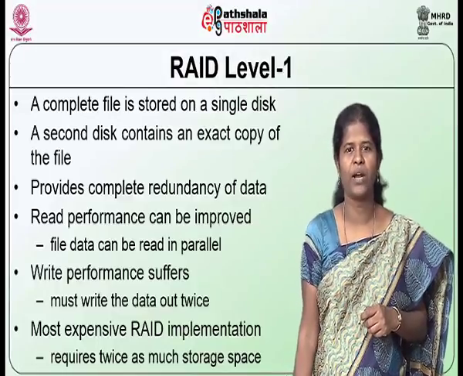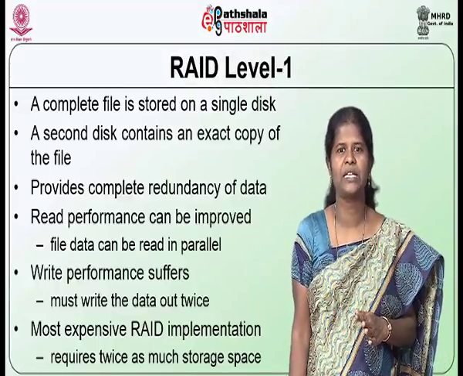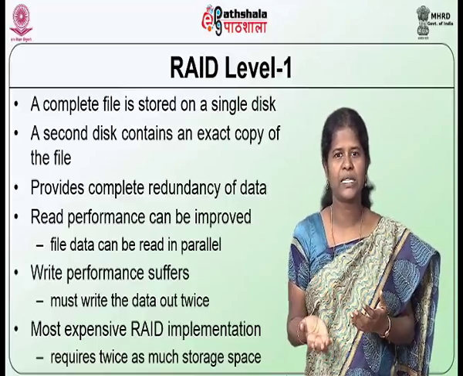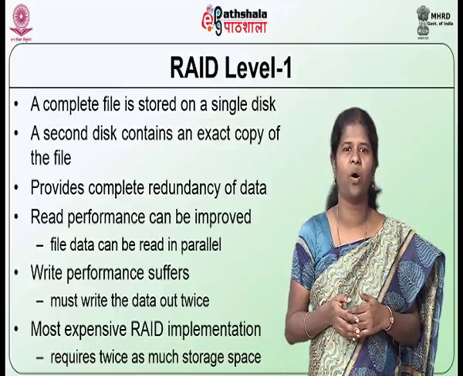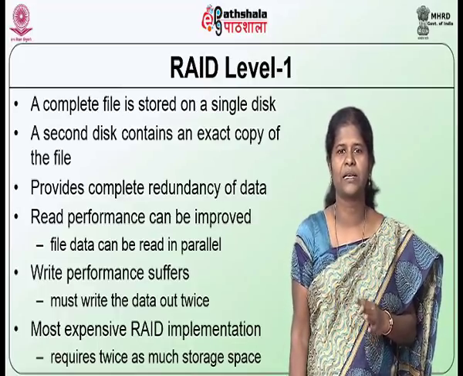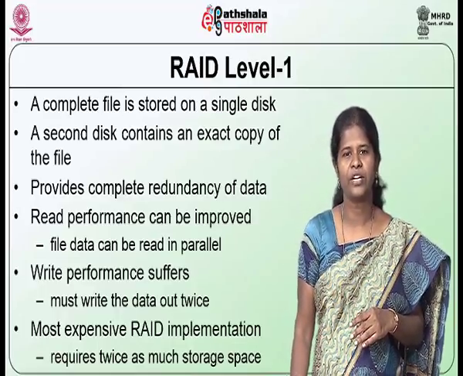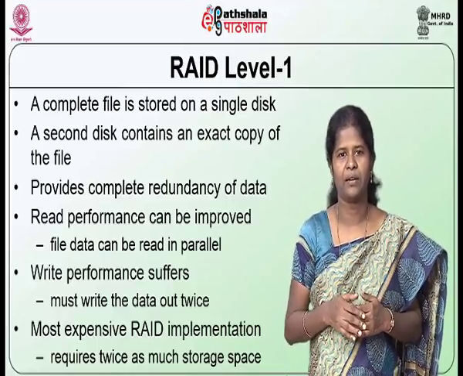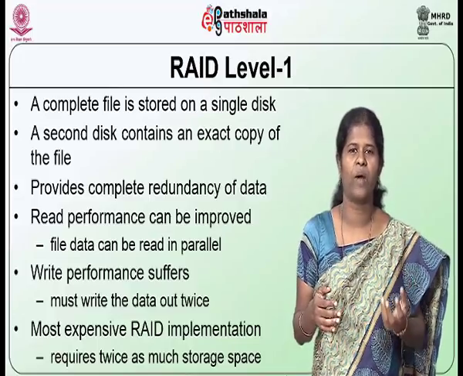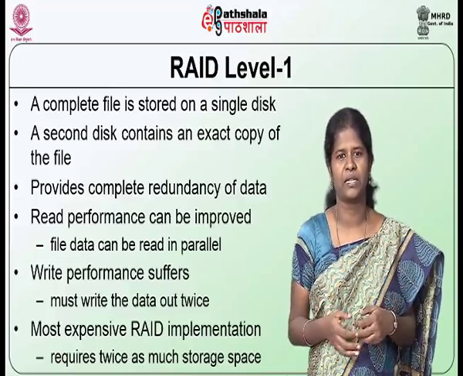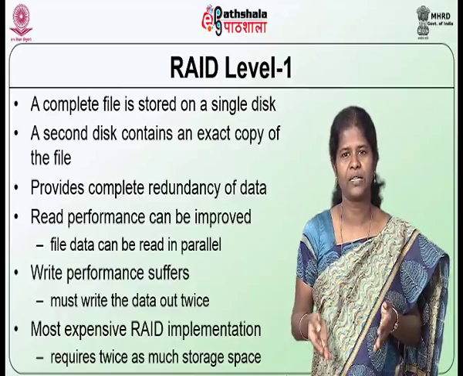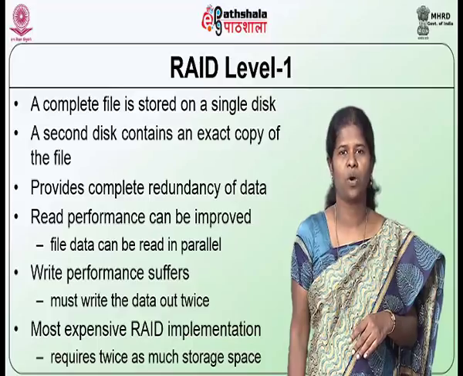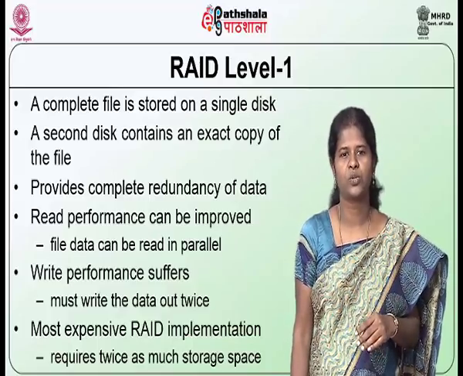In RAID level 1, a complete file is stored on a single disk. Here they are looking only at redundancy. There will be another disk which has an exact copy of the file, so it provides complete redundancy. When you read from the disk, you can read in parallel, because you can read, say, one block from here and the second block from the second disk, and so on. But while writing, the problem is that you will have to write into both disks, because you are maintaining a redundant copy. So each piece of data has to be written twice.